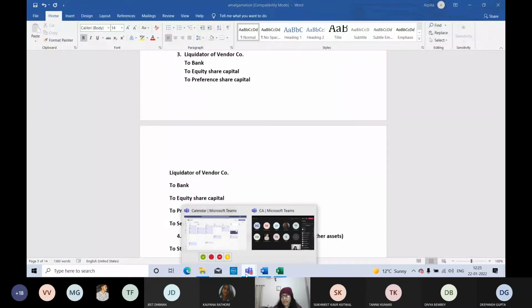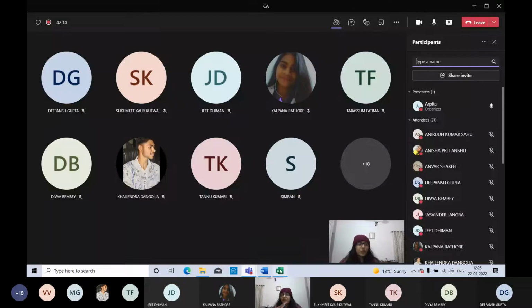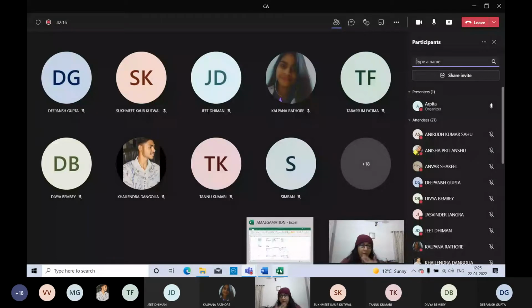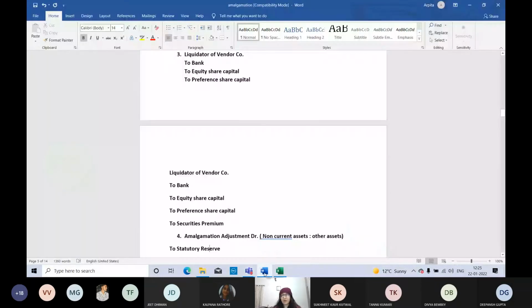Okay, we know that there is a debit side, there is a credit side. So what will I debit? What can I debit here? There is an account that is specially prepared for the statutory reserve. As against the statutory reserve, I am going to debit the amalgamation adjustment account. This is known as the amalgamation adjustment account. In the balance sheet, it is shown under the non-current assets, that is, within the non-current assets, it is shown as other assets.